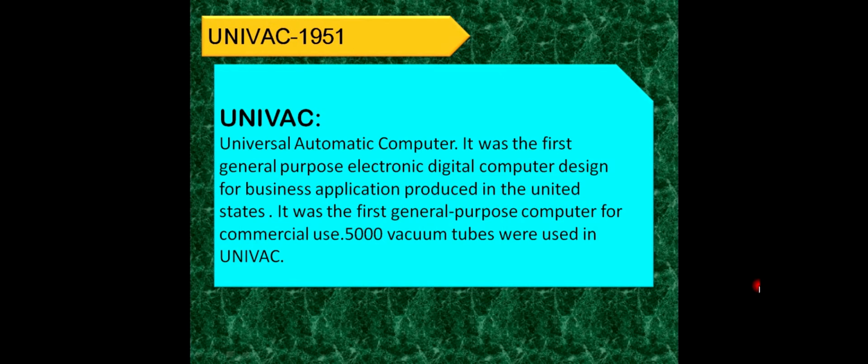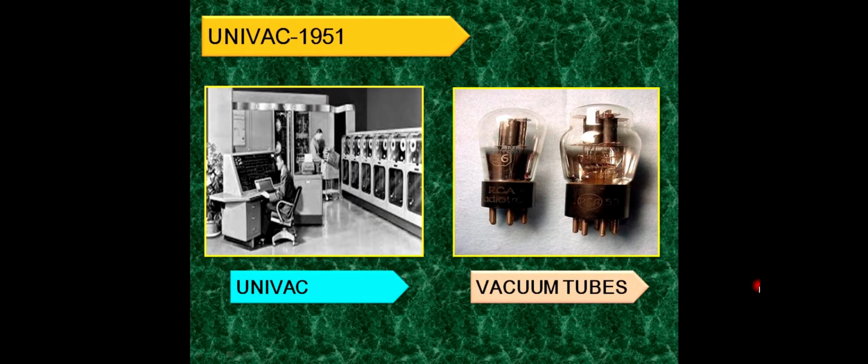Here is a picture of UNIVAC 1951. You can see how these computers are composed, and you can see the size of these computers. The structure is better than the ENIAC. And here you can have a look. The vacuum tubes were like this.